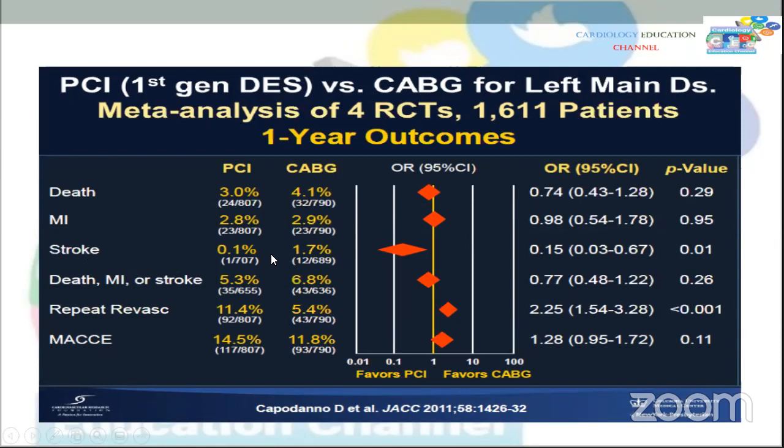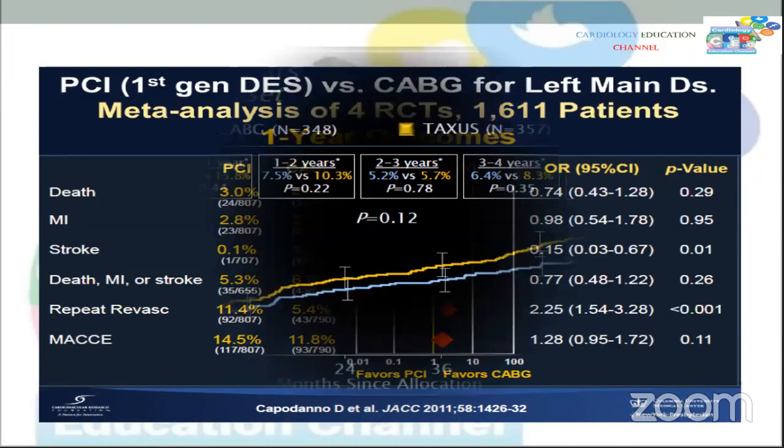As you see, stroke as an outcome is very strongly in favor of PCI. And the repeated revascularization as an outcome is very favorable towards CABG. The MACE, if it includes the repeated revascularization, will move towards CABG, while death, MI or stroke, which we call the 3-point MACE, are usually in the middle line here, indicating that this is not significantly different between the PCI and the CABG.